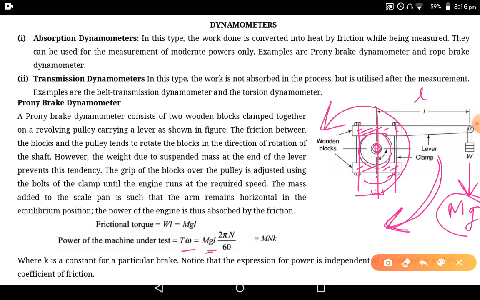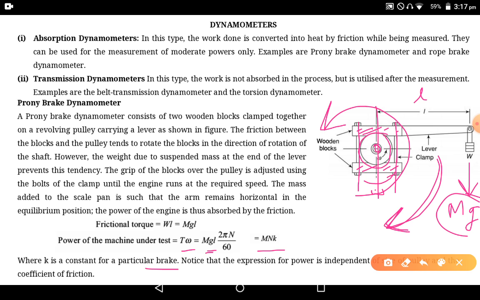So in this expression you can see g, l, 2 pi by 60, this is constant for any given dynamometer. So g is constant, l will be a constant for any setup, and 2 pi and 60, these are numbers and they will always be constant. So we can replace this expression with m into n into k, small k, where k is a constant for a particular dynamometer, or we can say particular brake, because this phenomenon's working principle is the same as the principle of a brake, that's why we call it a brake also, right.